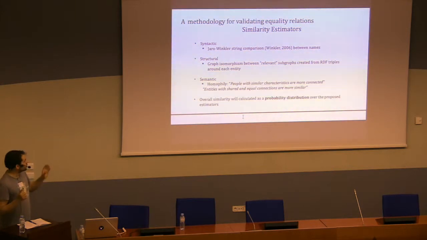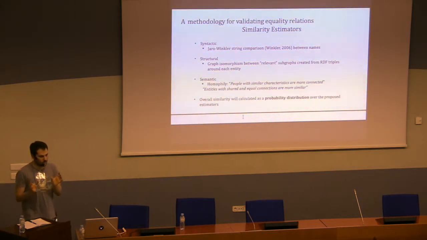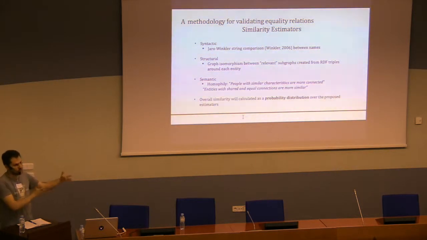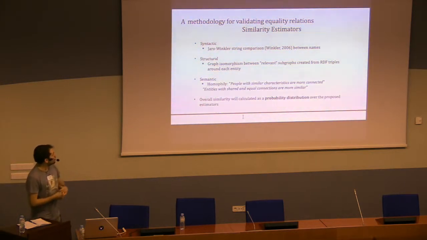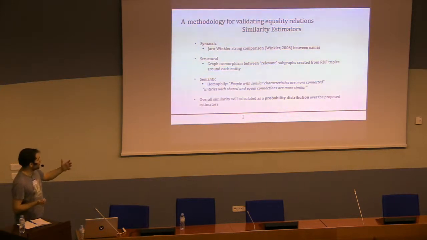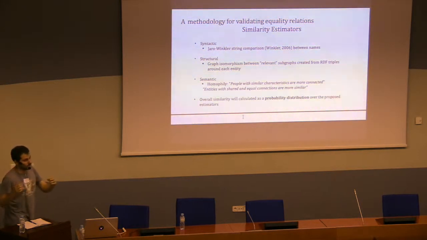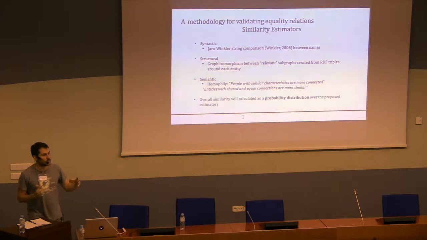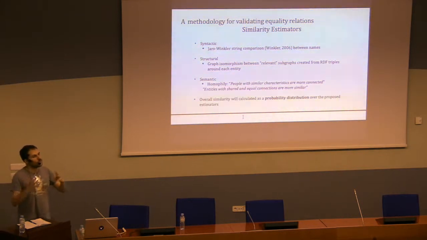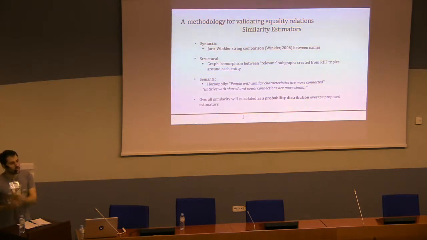Of course, we need to be careful because Jaro-Winkler, as most string similarity estimators, only works with names and not, for instance, with full names that contain two different first names and surnames, or with addresses, or with every string in general. At the second layer, we have a structural similarity estimator, which basically takes graph isomorphism between relevant subgraphs created from RDF triples around its entity. That is, starting from each entity of the two that we're going to compare, we create subgraphs that provide us a contextual definition for the entity, and we do graph isomorphisms over those subgraphs.